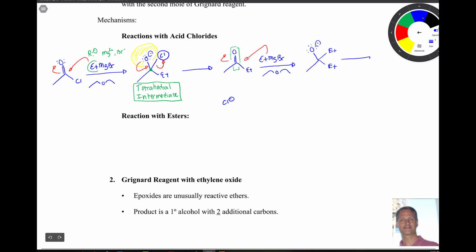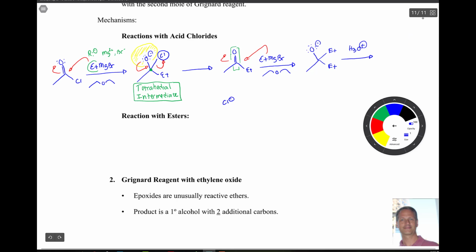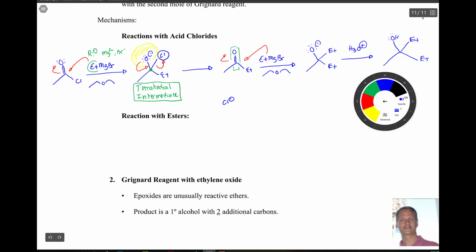So it's a separate step. This is a workup step here. And what we're going to form here is our ethyls, and then that is going to be protonated to become the hydroxy group. So we get a tertiary alcohol there.